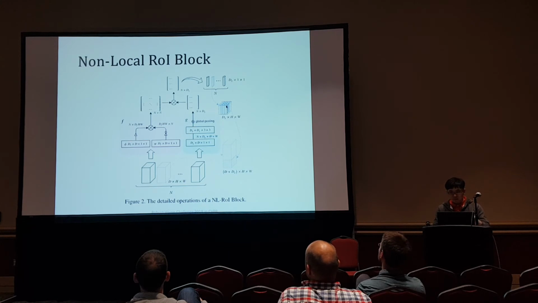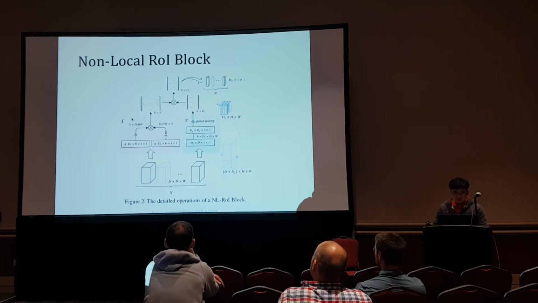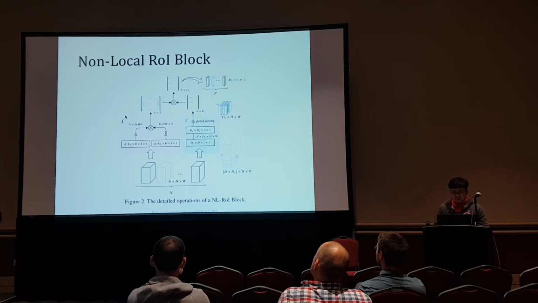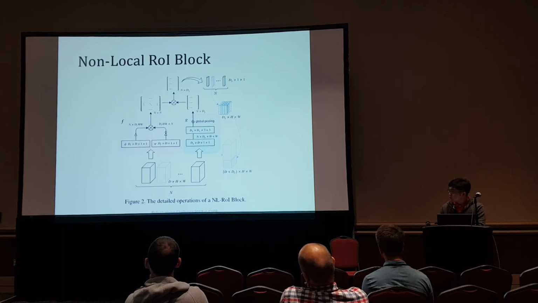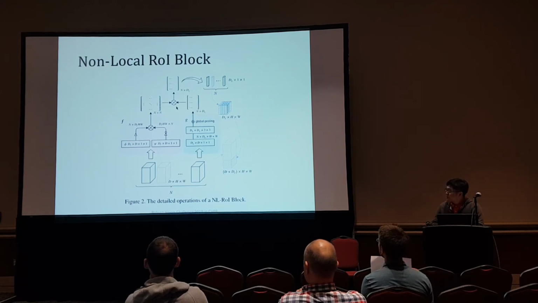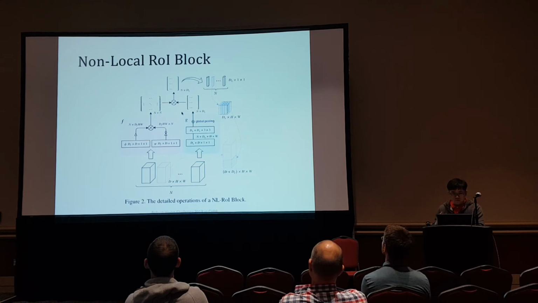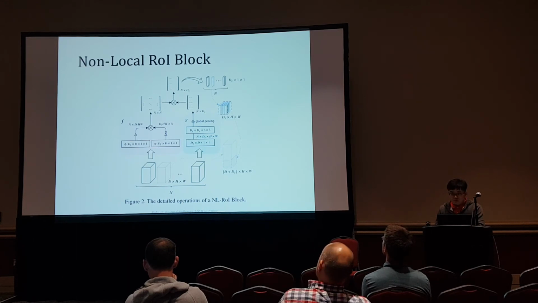Here's the detailed implementation of our non-local ROI block. The orange part corresponds to the implementation of the weighting function f. There are two embedding functions in the Gaussian embedding form, and we use two one-by-one convolutions to implement them. The color seems a bit strange. So this part is for the weighting function f. These two one-by-one convolutions will also reduce the feature channel dimension for lower computation cost.